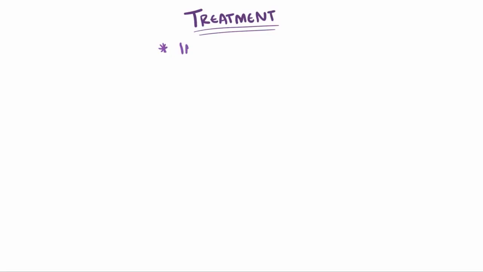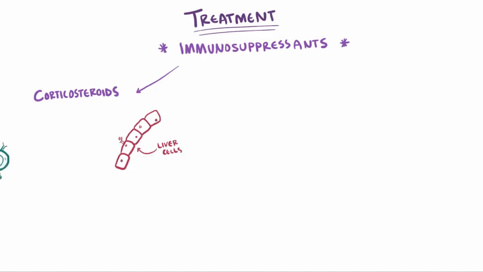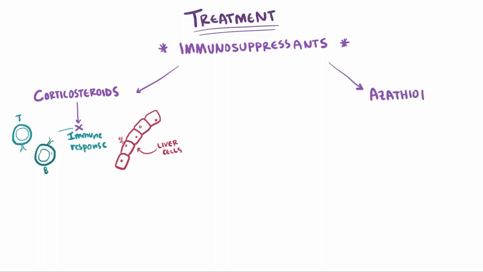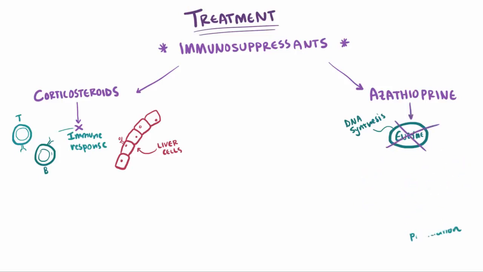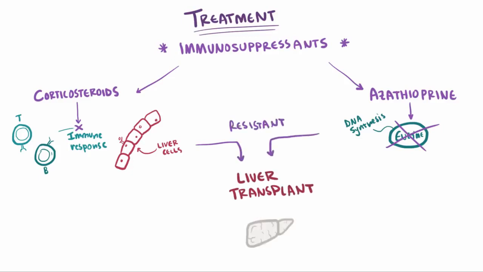As to treatment, initially patients can be given immunosuppressant medications. They may be given corticosteroids, which help inhibit the immune responses that are mediated by both B and T cells. Another drug, azathioprine, has a similar immunosuppressing action and inhibits an enzyme that we need to synthesize DNA. And so it strongly inhibits cells like T cells and B cells that proliferate a lot during an immune response. If patients are resistant to these drug therapies, they might have to undergo a liver transplant.